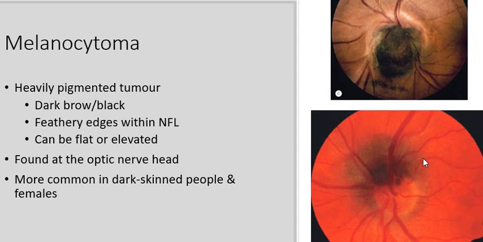or a naevus. So they're always found around the optic nerve head, and they're actually more common in dark-skinned people and more common in females. These can also arise anywhere in the uveal tract, not only at the choroid.